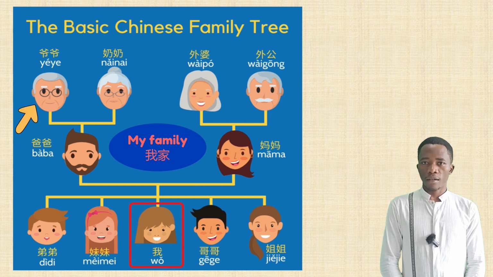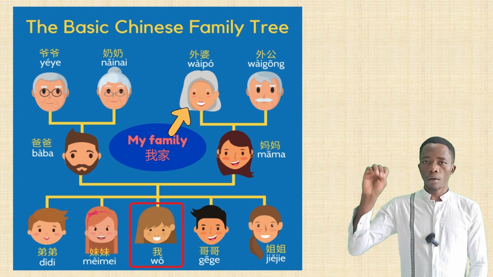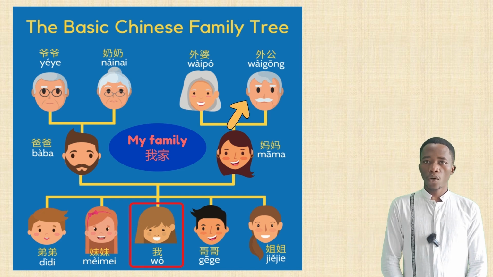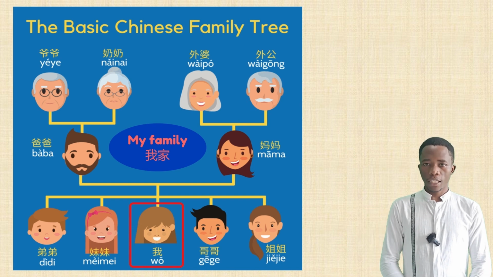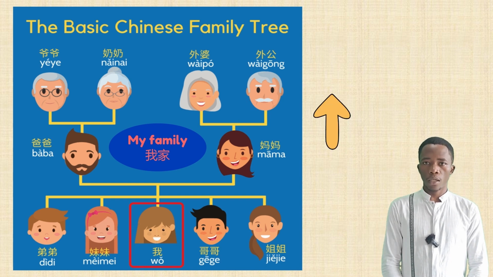Paternal grandfather 爷爷, paternal grandmother 奶奶, maternal grandmother 外婆, maternal grandfather 外公. Let us repeat all of them from down.